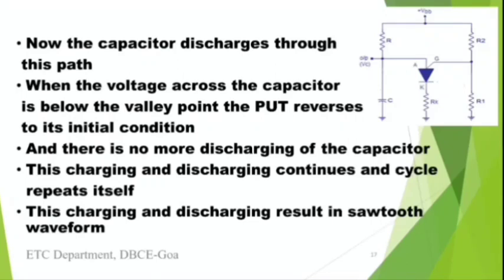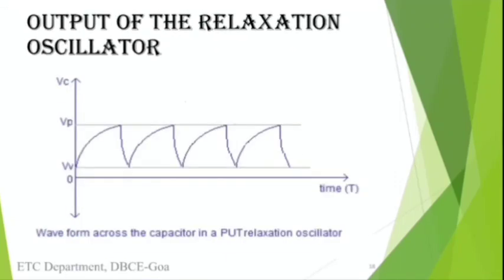Now the capacitor discharges through this path. When the voltage across the capacitor falls below the valley point, the PUT reverts to its initial condition and there is no more discharging of the capacitor. So this charging and discharging continues and the cycle repeats itself. This charging and discharging of the capacitor results in a sawtooth waveform. This is how the waveform looks.